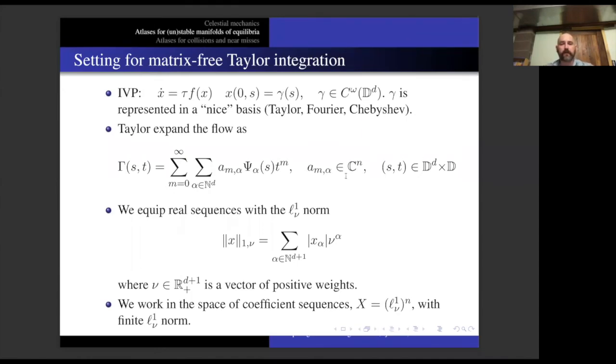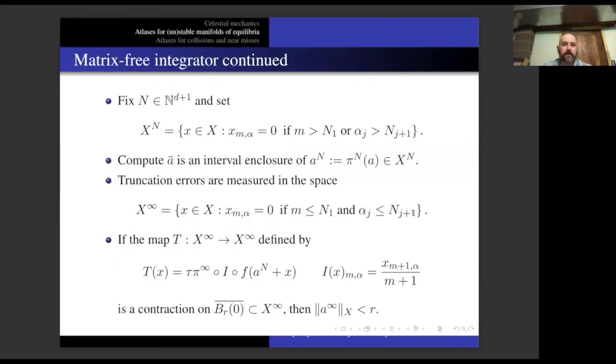But just since not everybody here has maybe seen this, the idea is very similar to what we're used to. We have the flow, expanded as a series, where psi here is just whatever our basis functions are, whether Taylor, Fourier, or Chebyshev, and we transform this into a fixed point problem on the space of sequences. So we only really care about the a's, and these are d+1 infinite, and we pick a nice function space to work in, and we break this space up into the truncation part and the tail, or the remainder.